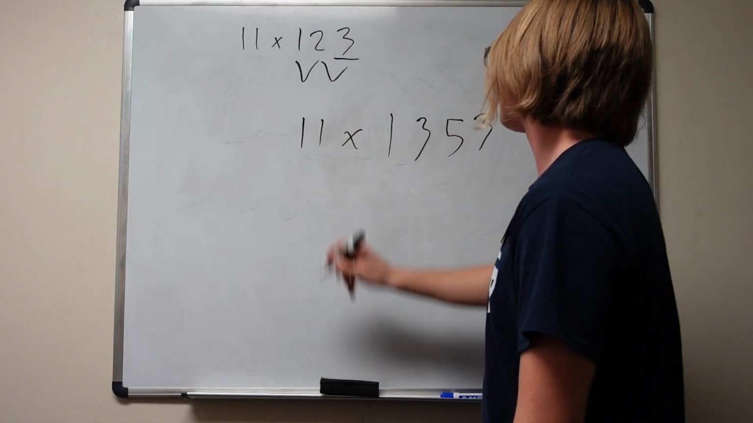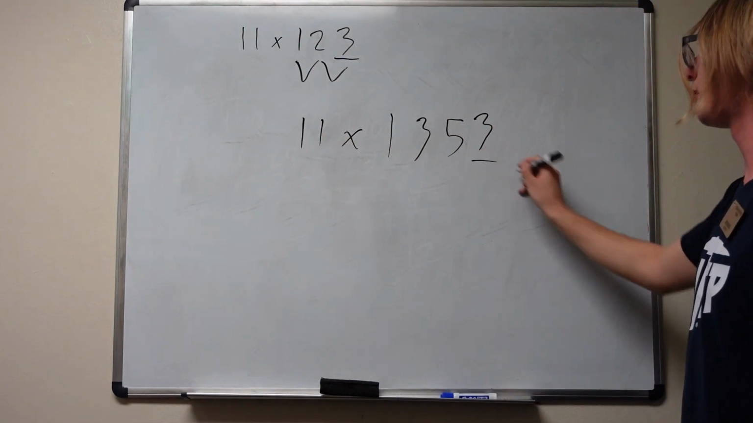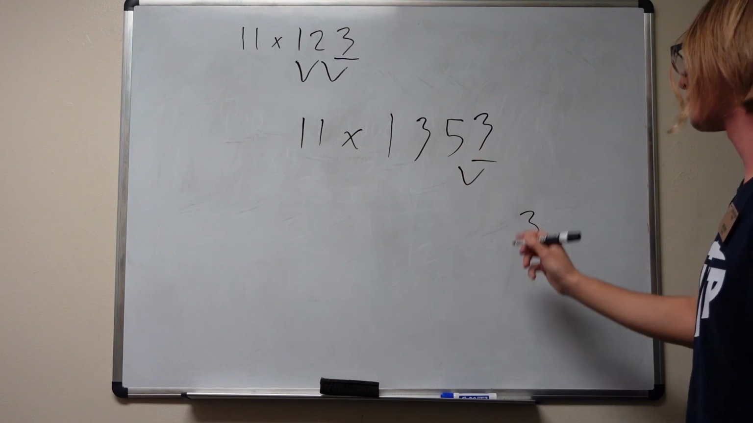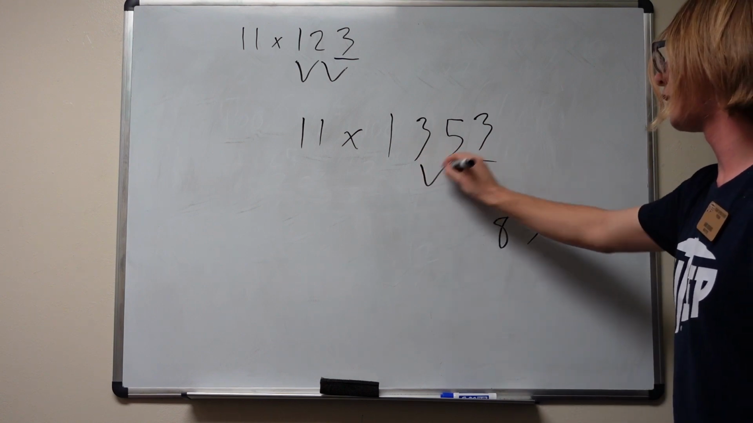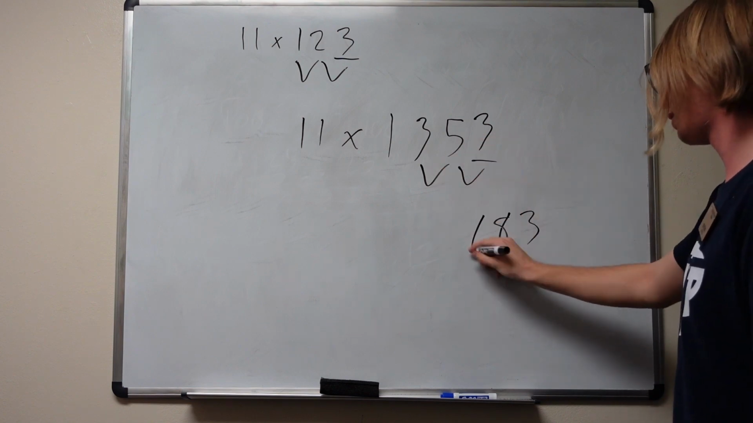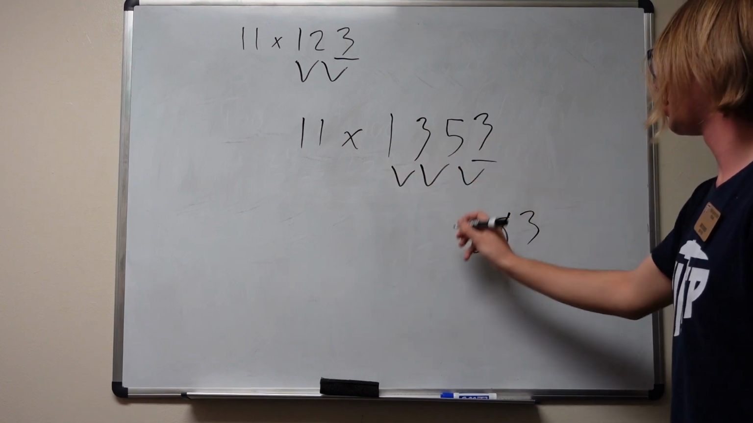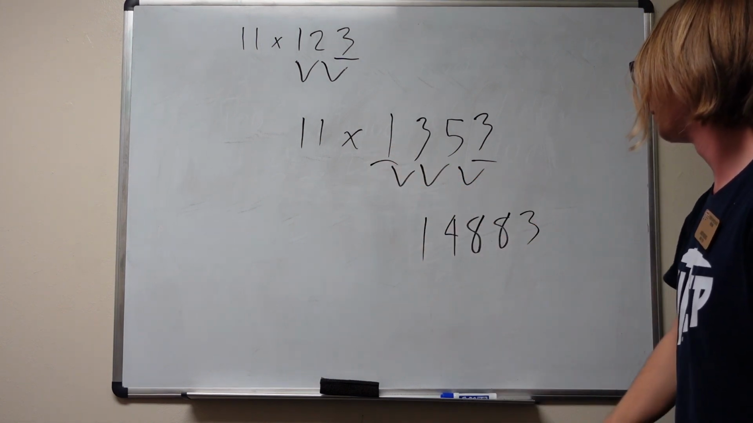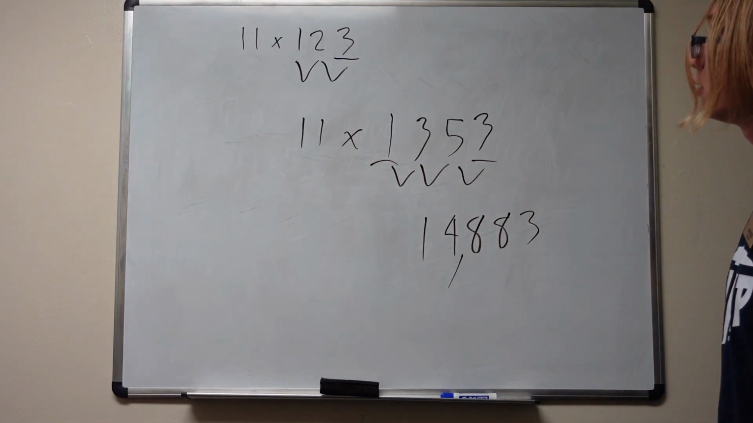So 11 times 1,353: write the 1's digit, add digits, so 5 plus 3 is 8. 3 plus 5 is also 8. 1 plus 3 is 4. And then we write down the final digit, which is 1. And that's how you multiply by 11.